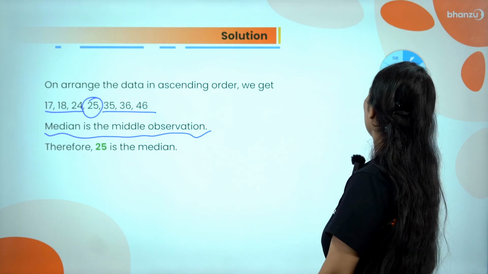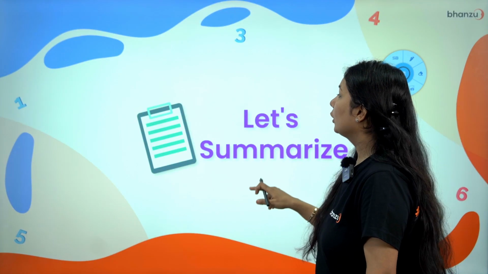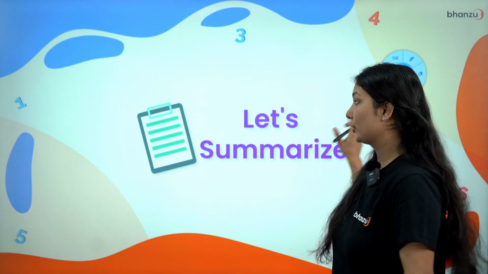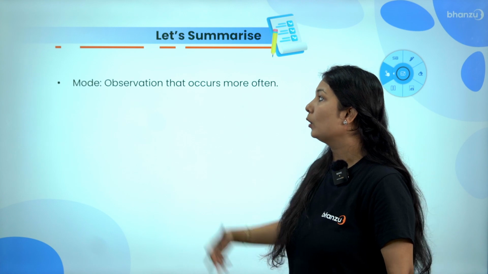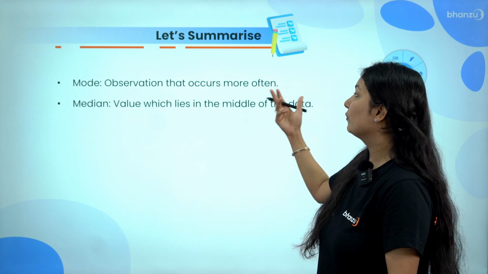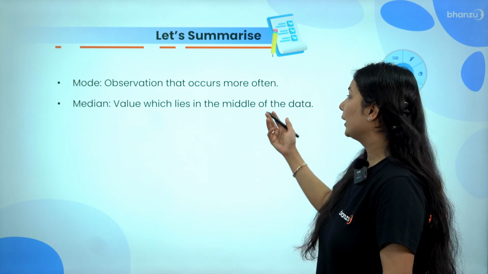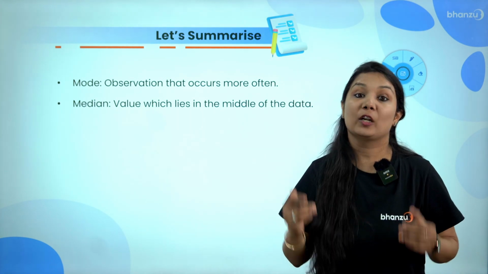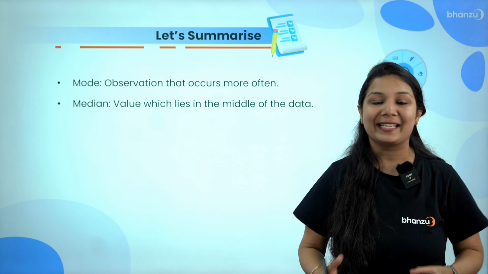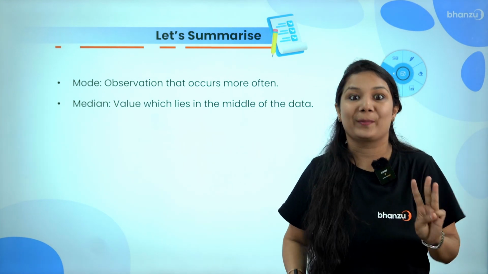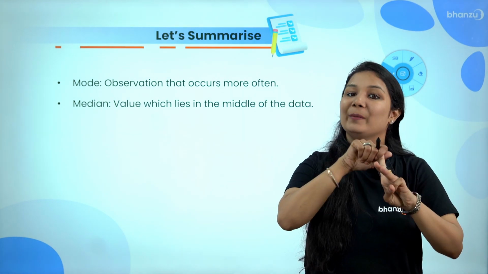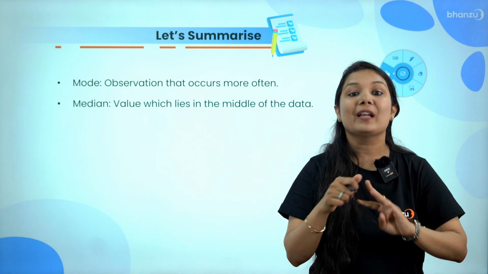So now let's move ahead and see what all we had discussed in our session today, right? We had talked about mode, that's the observation which occurs most frequently, right? And median is the value which lies in the middle of the data. So I hope everybody is now clear with the 3 different representative values, which is mean or average, mode and median, right?